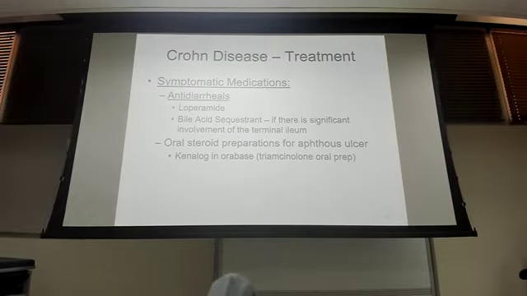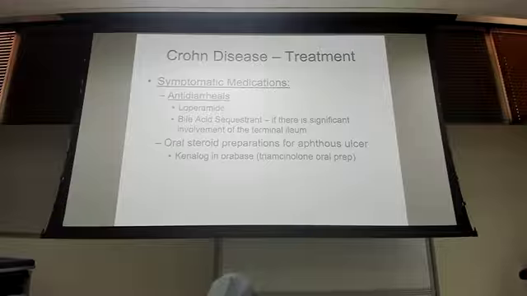Next slides. So if they have diarrhea, we give them antidiarrheals. Loperamide is your first line, and then you can also move towards bile acid sequestrants if there is significant involvement of the terminal ileum, right? So where we absorb a lot of nutrients. Those bile acid sequestrants reduce the LDL from the blood. If you remember, the main drugs in that class are colestipol, cholestyramine, colesevelam. So just know that bile acid sequestrants are second line antidiarrheal if you have terminal ileum involvement.